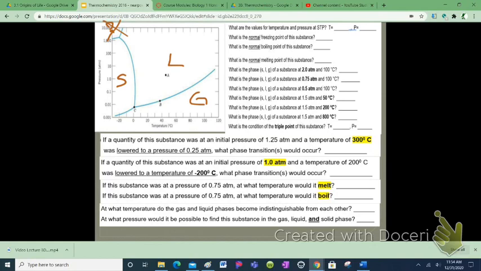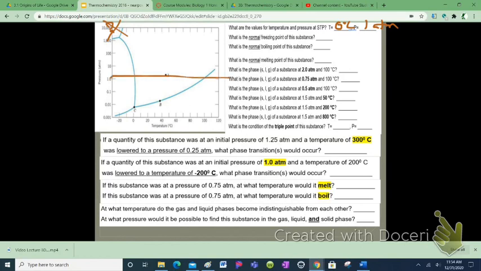So let's look. First of all, what are the values for temperature and pressure at STP? Well, we know what standard temperature and pressure is. 0 degrees Celsius. Our pressure is 1 atmosphere. So I'm going to put 0 degrees Celsius and 1 atmosphere. That's standard temperature and pressure. Now, question is, with this substance, what is its normal freezing point? Well, its normal freezing point is going to be at 1 atmosphere. So we've got to find 1 atmosphere.